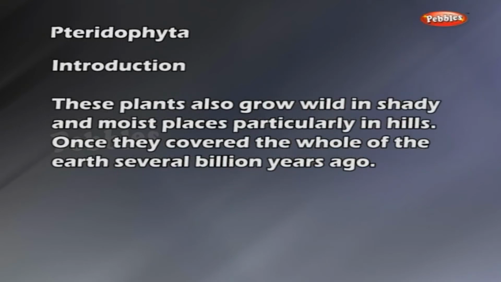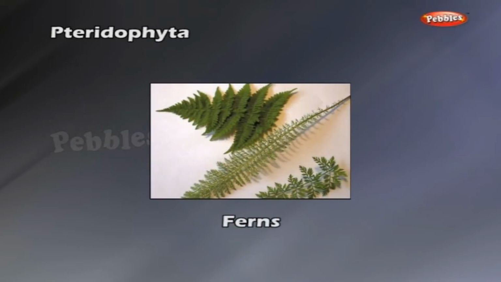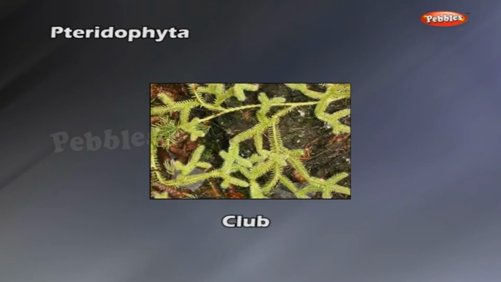These plants also grow wild in shady and moist places, particularly in hills. Once, they covered the whole of the earth several billion years ago. These were found in the form of huge trees then, but slowly they all perished from the earth. Only a few representatives are left. Example: ferns, club mosses, and horsetails, etc.